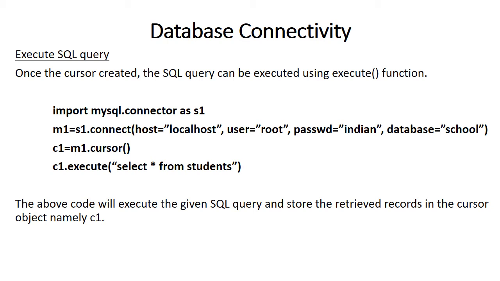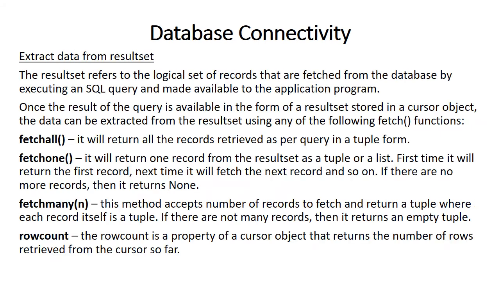Execute SQL query. Once the cursor is created, the SQL query can be executed using the execute function. And the code, import mysql.connector as s1. m1 is equal to s1.connect. c1 is equal to m1.cursor. c1.execute within the bracket, within double quotes, select star from students. The above code will execute the given SQL query and store the retrieved records in the cursor object, namely c1.